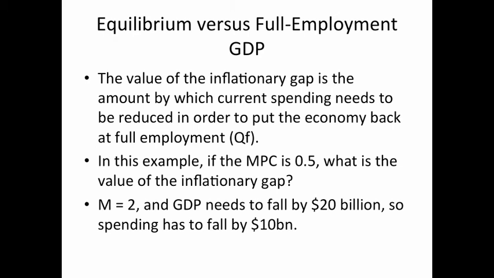So if I want GDP to fall by $20 billion, take that divided by 2 tells me that I need spending to fall by $10 billion. Half that amount. Again, the $10 billion fall in spending will cause GDP to fall by a multiple of 2, so $20 billion.